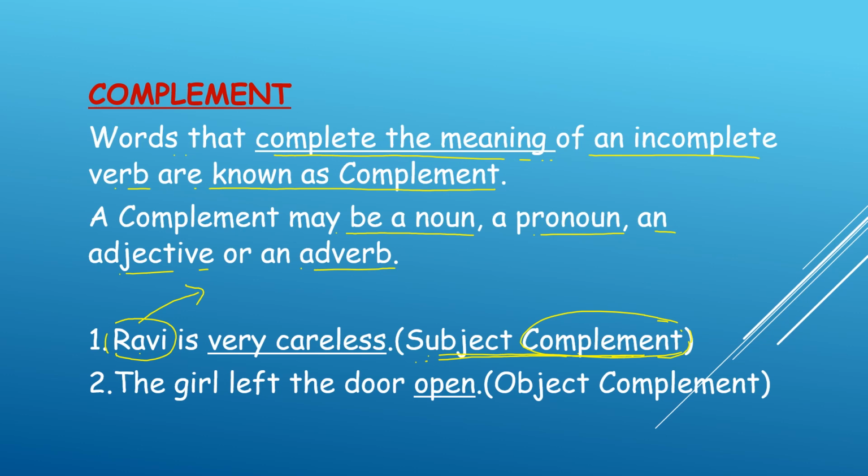Now let us see the next example. The girl left the door open. The girl is the subject. Left the door open is the predicate. And here you can see the girl left the door. Door is the object, and open is used as a complement of door. So that's why it is an object complement.